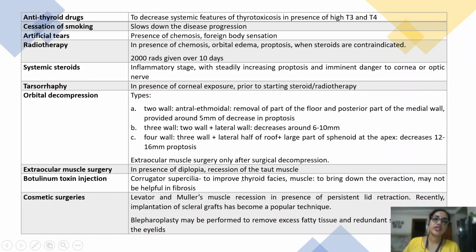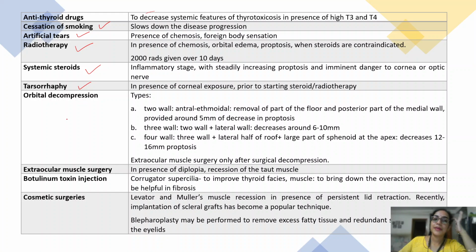So, antithyroid drugs to decrease the systemic features of thyrotoxicosis, cessation of smoking to slow down the disease progression, artificial tears to give some relief to the patient, radiation when systemic steroids are contraindicated, and systemic steroids in the inflammatory stage to decrease the proptosis and protect the optic nerve. Tarsorrhaphy in the presence of corneal exposure.